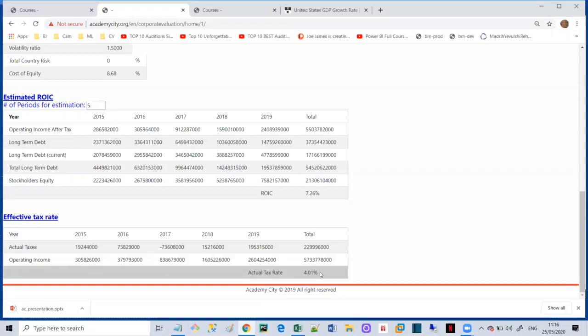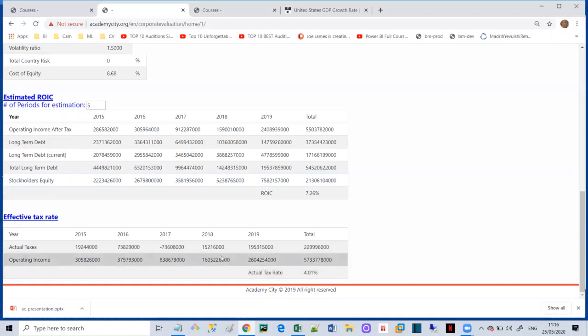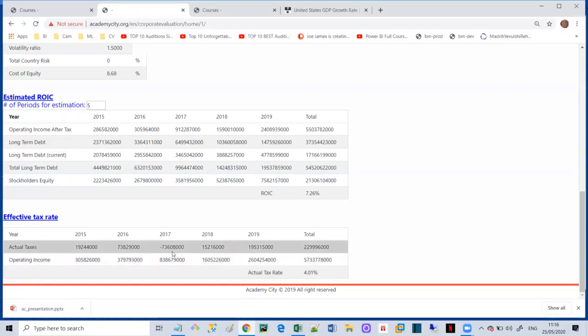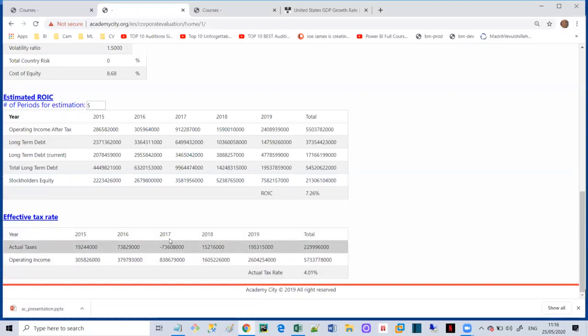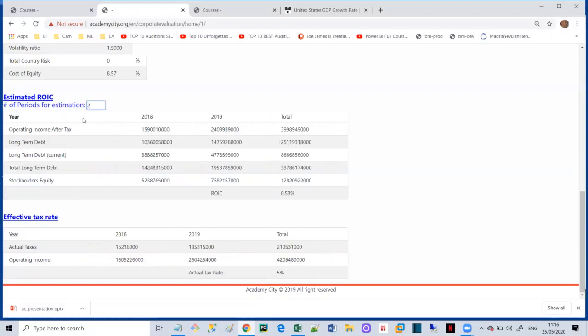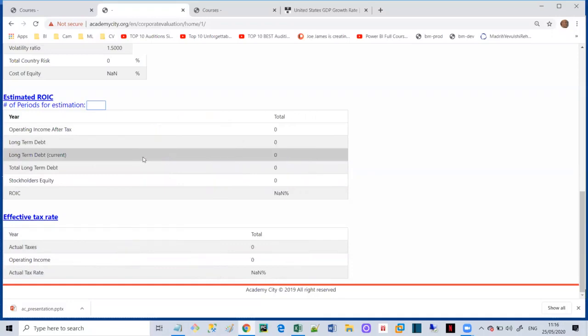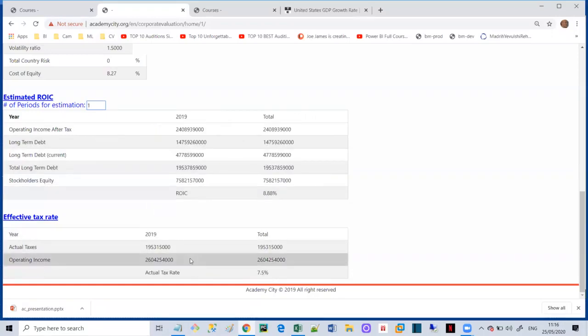That's for Netflix. One thing you can say, it did go up in the last couple of years. They had a lot of losses probably, or accumulated or accounting losses in 2017. You can look by changing this one, if I move it to 2 years, in the last 2 years they paid 5%. Let's look at the last year, 7.5.